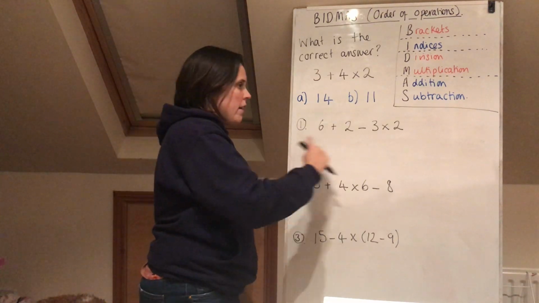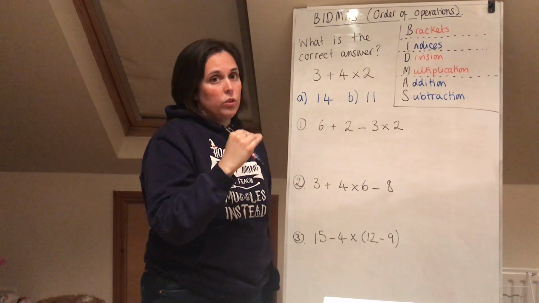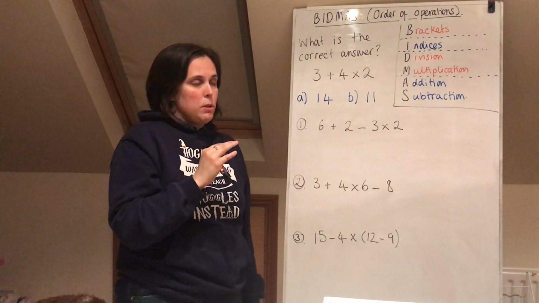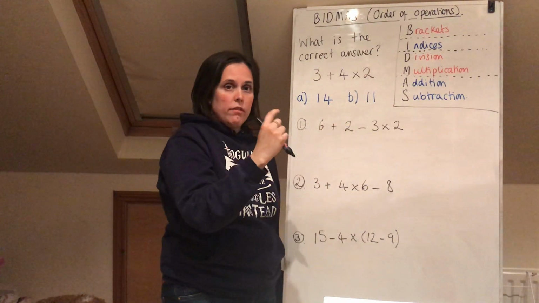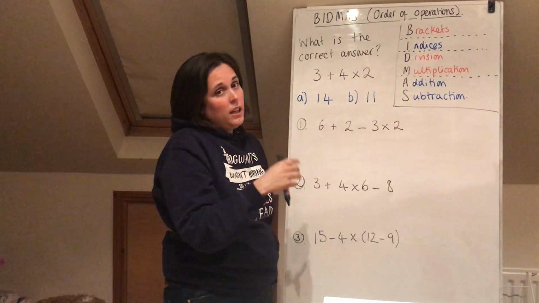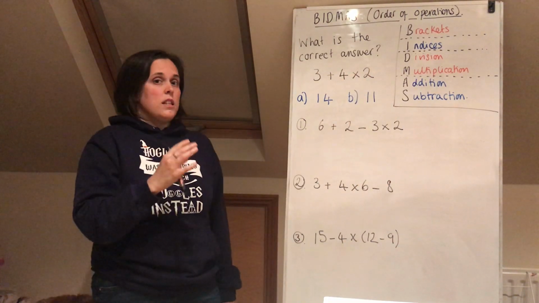You just read from left to right, and you do it in that order. So they're of the same level, all right? So there's no difference between them. And the same is also true for addition and subtraction. They're of the same level, but unfortunately, addition and subtraction are right at the bottom of the pecking order. They're the last thing that we do.